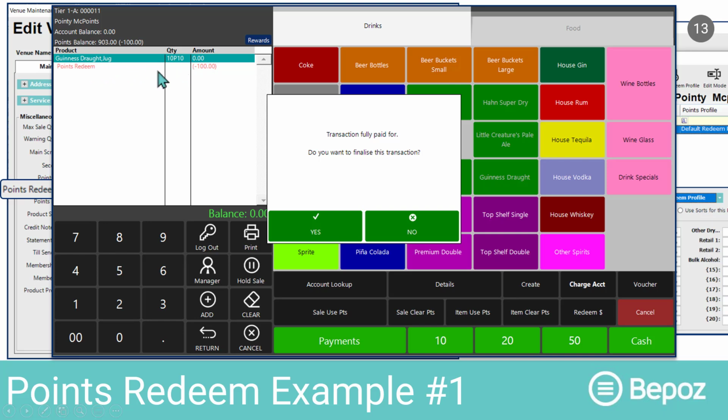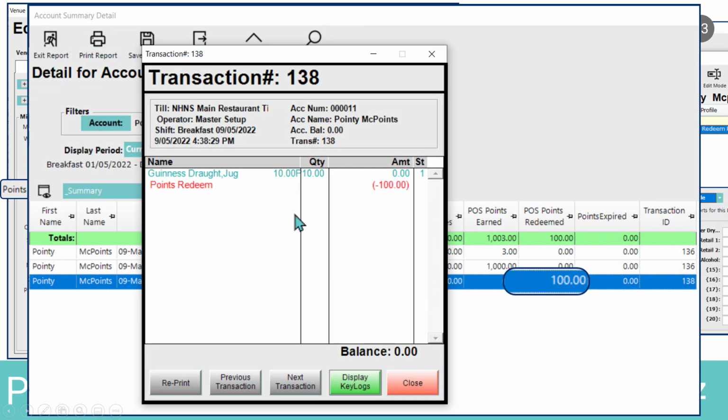of Guinness jugs, which, by the way, a couple of notes I will point out regarding redeeming points. Firstly, that we can redeem points on a transaction using a couple of different till functions, but we will get to those just a bit later. We'll cover the different options that we've got for redeeming points from SmartPOS. And we are able to then report on the points that were redeemed in the transaction using the account summary detail report and then looking at a specific transaction.